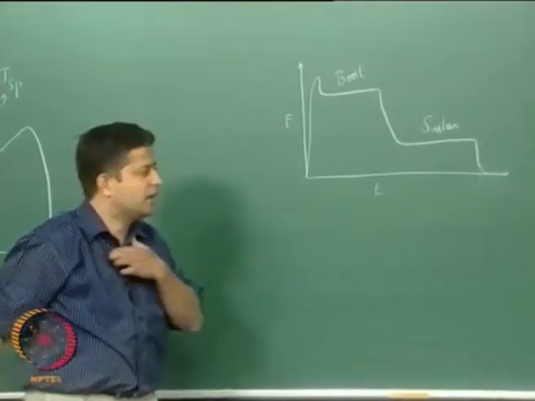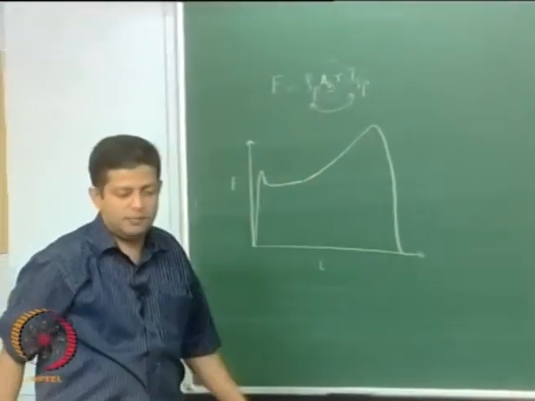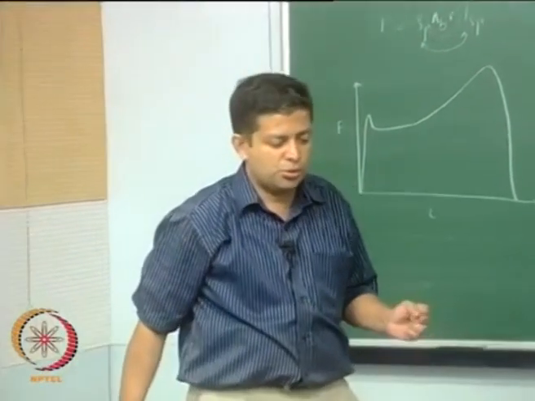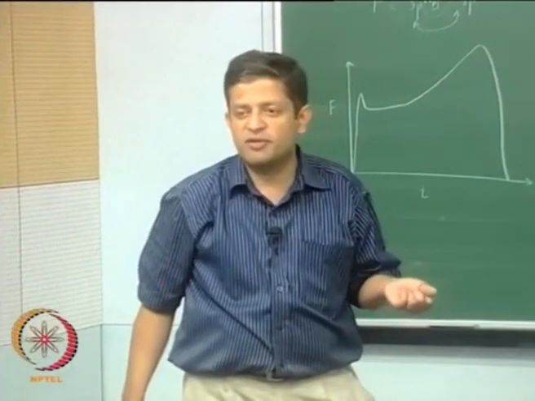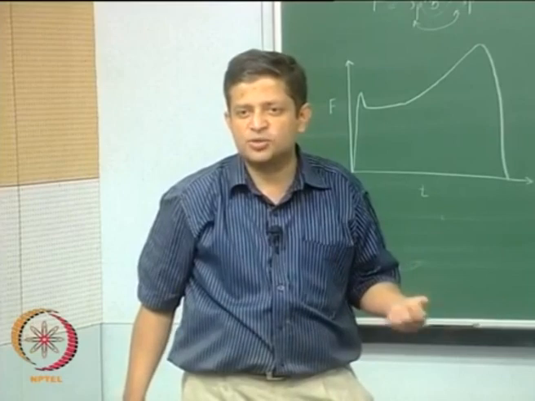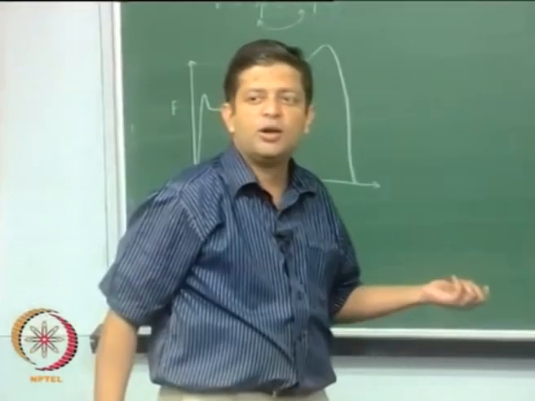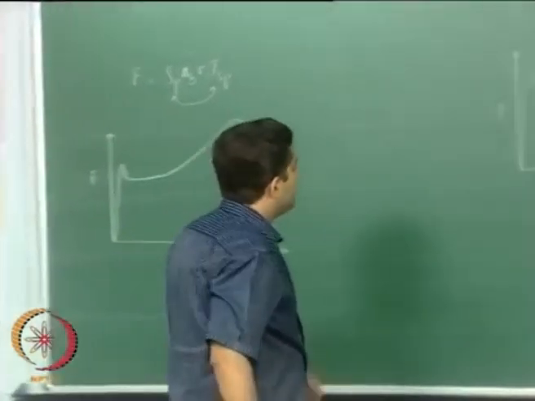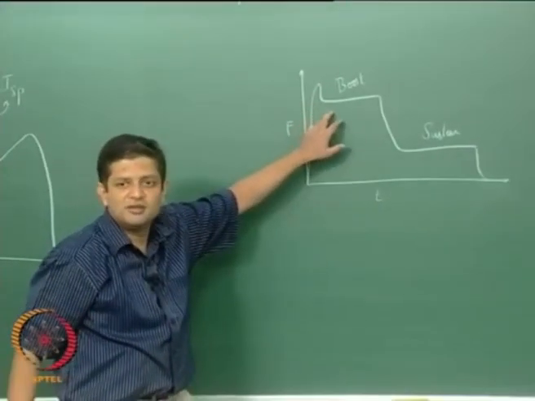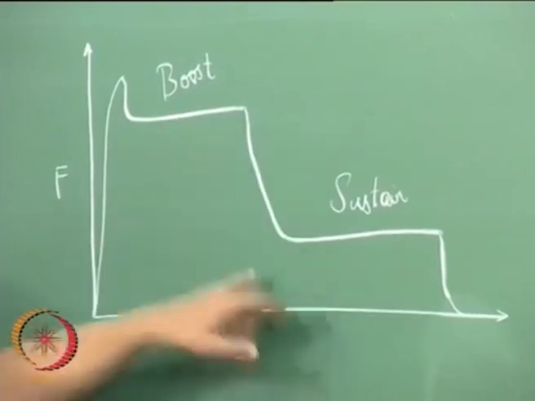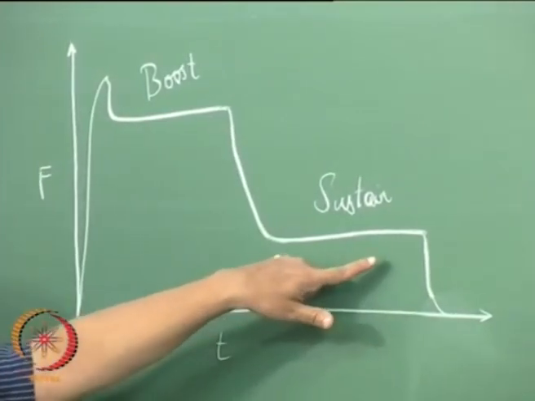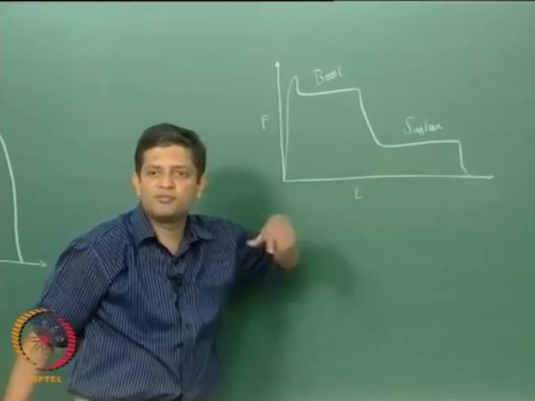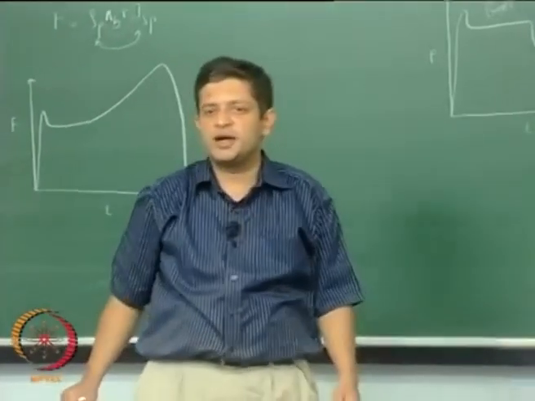a missile. Typically in a missile, you would want to take off at very high acceleration so as to overcome any wind loads and other things, right. So you would have a very high boost thrust, after which you will come down and try to maintain the sustained portion for a long time so as to be able to reach the target.